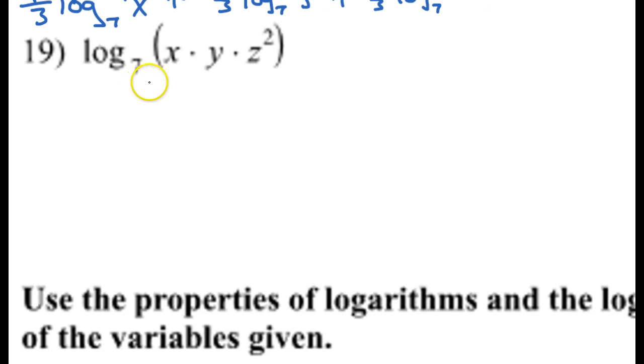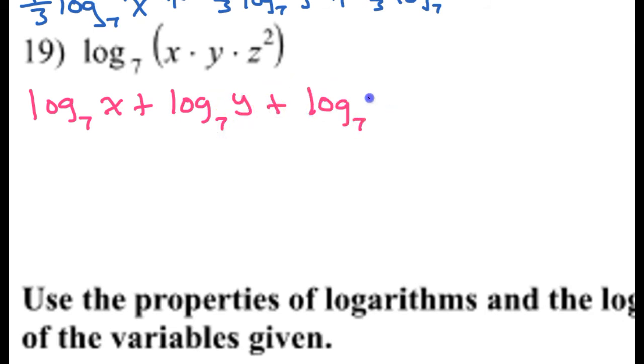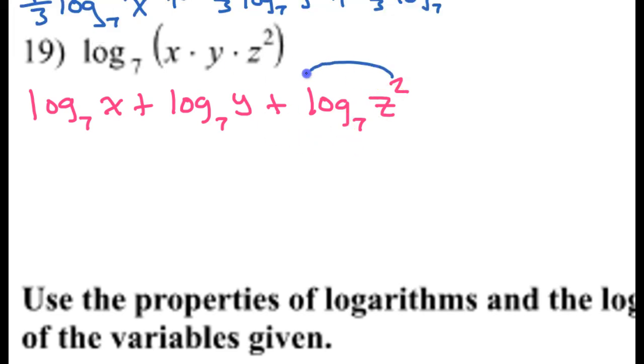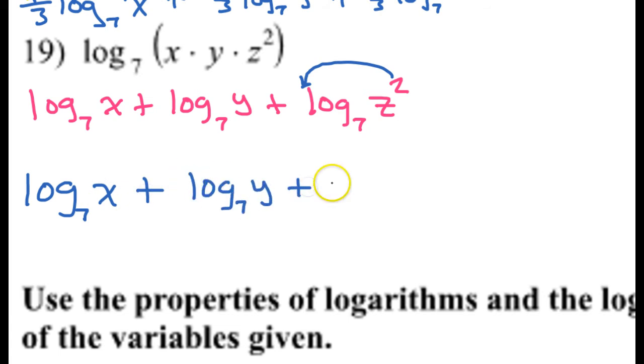For number 19, we can go straight to the product rule and write log base 7 of x plus log base 7 of y plus log base 7 of z squared. So all that's left is to use the power rule and put this 2 in the front. So the final answer should be log base 7 of x plus log base 7 of y plus 2 times log base 7 of z.